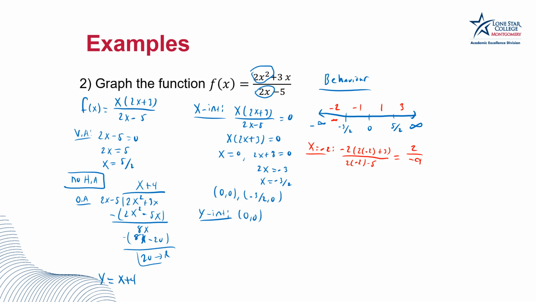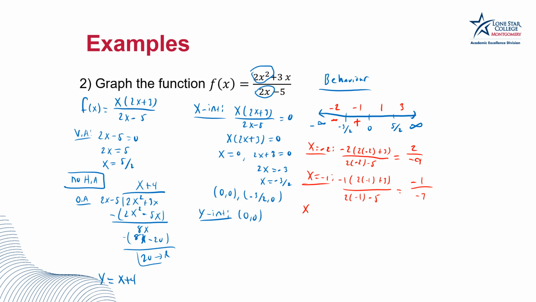Now, let's test when x equals negative 1. So we plug it in. We have negative 1 times (2 times negative 1 plus 3) divided by (2 times negative 1 minus 5). So 2 times negative 1 is negative 2, plus 3 is positive 1, times negative 1 is a negative 1. And 2 times negative 1 minus 5 would be negative 2 minus 5, which is negative 7, which gets us positive.